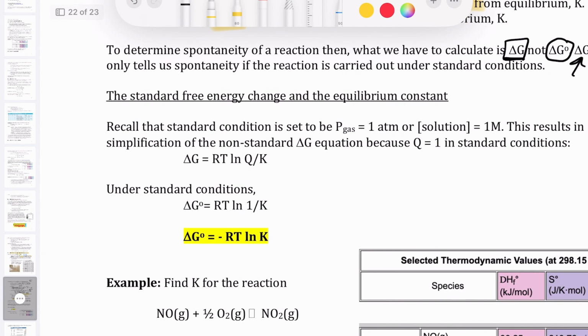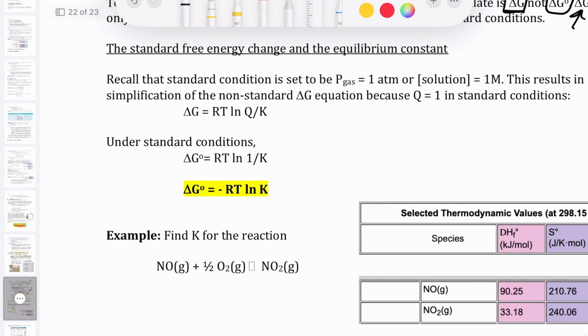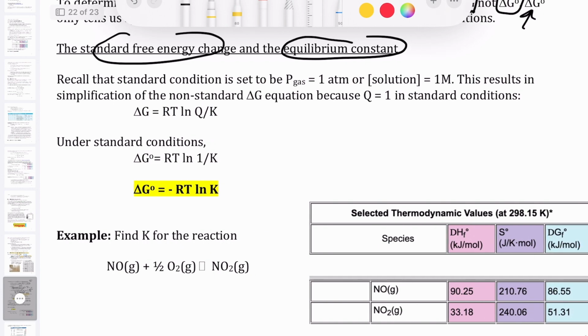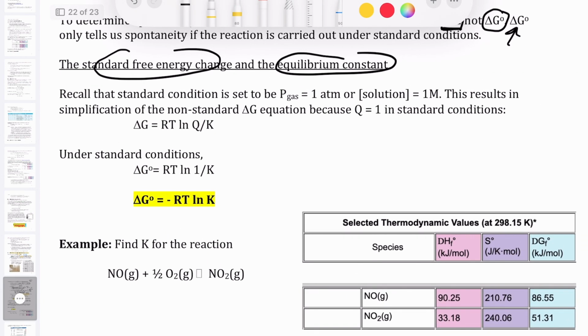Now, the standard free energy, though, has a lot of use. That's the reason why we have that table, which allows us to calculate the standard free energy. One of the usefulness of the standard free energy is how it relates to the equilibrium constant. And we can look at it this way. First off, just a reminder, as I mentioned earlier, when we're talking about standard condition, we're talking about a pressure of a gas that has to be at 1 atmosphere and a concentration of a solution that has to be at 1 mole.